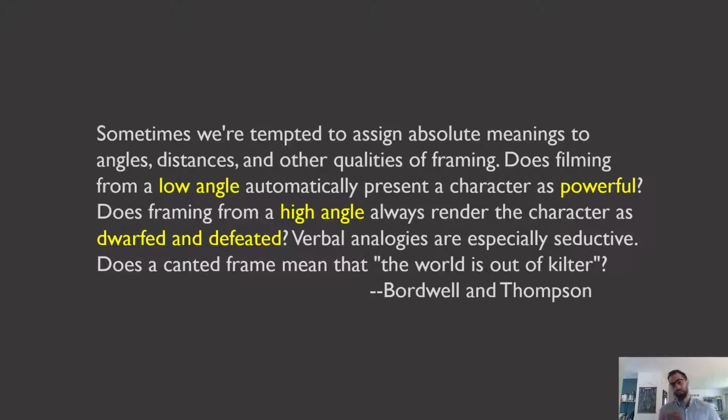But I want to talk a little bit about how those terms get attached to things like interpretation. Bordwell and Thompson give us a very useful warning in their textbook. They say, sometimes we're tempted to assign absolute meanings to angles, distances, and other qualities of framing. Does filming from a low angle automatically present a character as powerful? Does framing from a high angle always render the character as dwarfed and defeated? Verbal analogies are especially seductive. Does a canted frame mean that the world is out of kilter? That's a rhetorical question, and I think the answer is no.